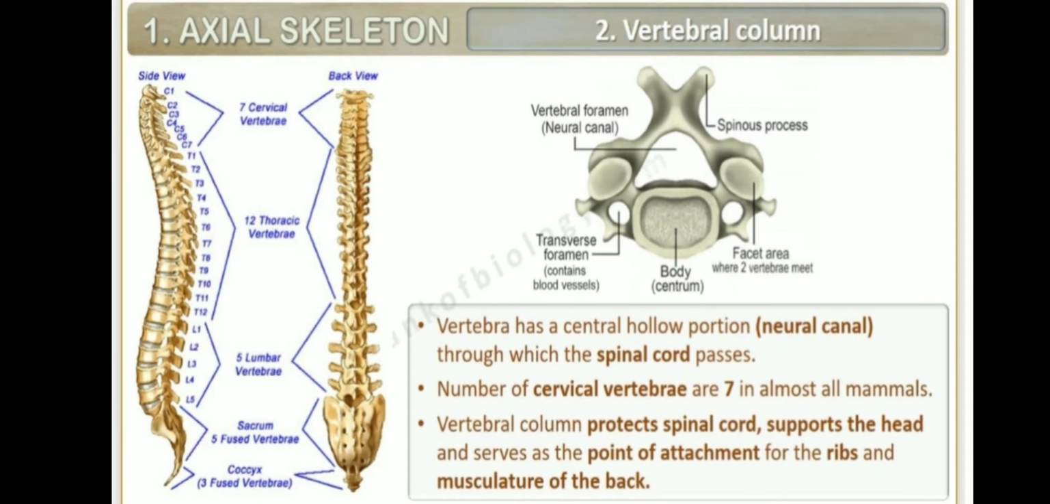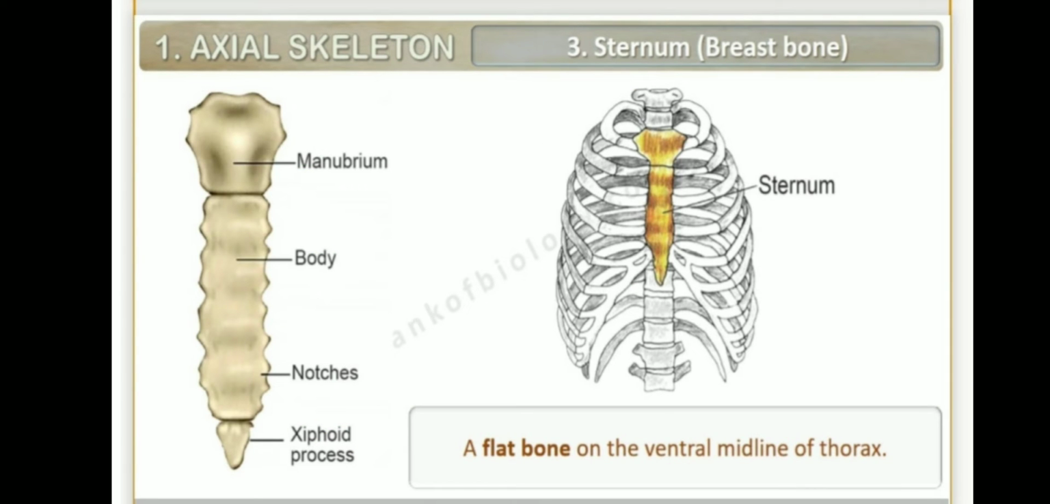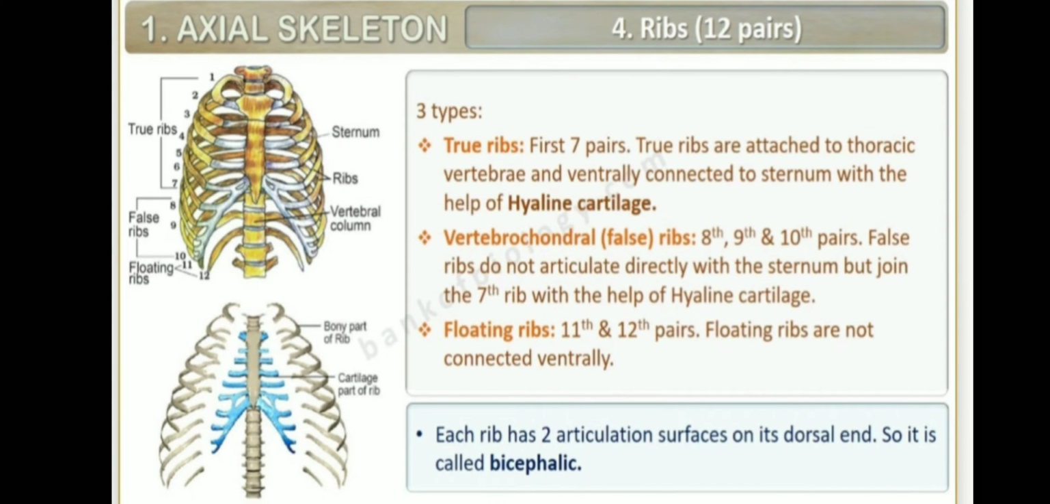Sternum is a flat bone on the ventral midline of the thorax. There are 12 pairs of ribs. Each rib is a thin, flat bone connected dorsally to the vertebral column and ventrally to the sternum. It has two articulation surfaces on its dorsal end and is hence called bicephalic.